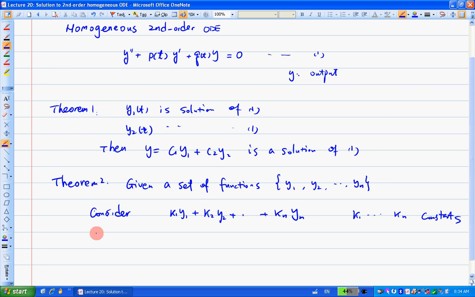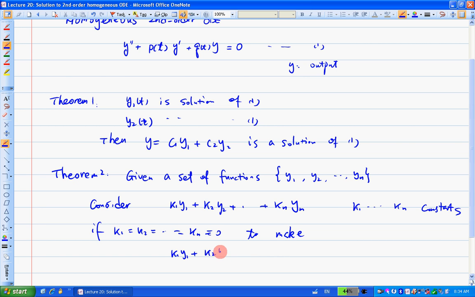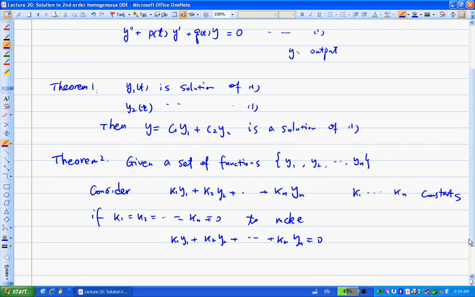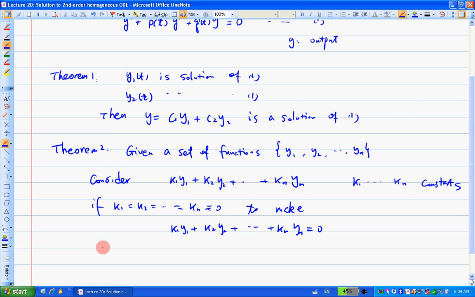Now, if we find that k1 equal to k2 up to kn equal to 0 is the only option to make this expression k1 y1 plus k2 y2 up to kn yn equal to 0, if this is the only choice, then this set of functions is called linear independent. I'll explain this a little bit more here. Let's call it LI, linear independent.